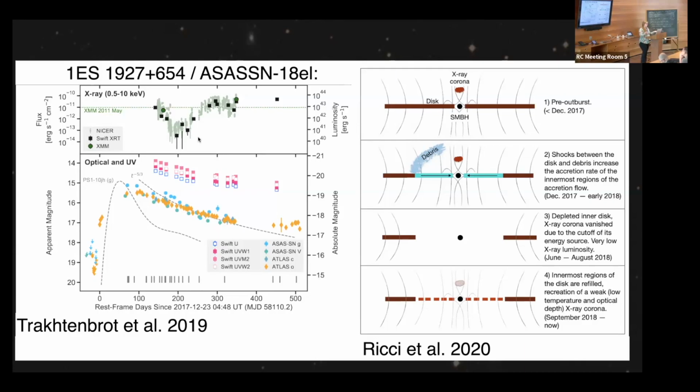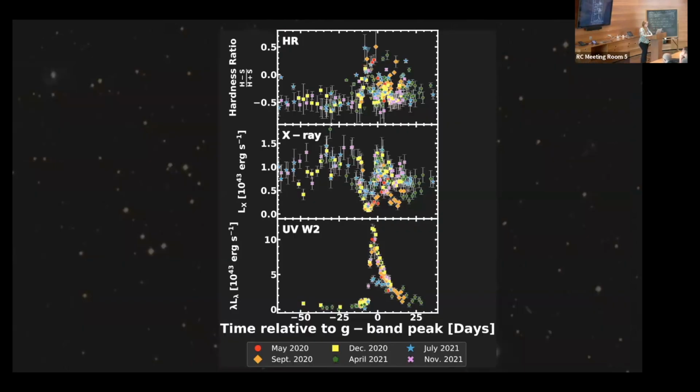and destroy the X-ray corona, hence the softening of the X-rays and the X-ray flux dimming. So this is one potential model that was applied to this particular system. So we're kind of building this multi-wavelength picture if we zoom out a little bit.